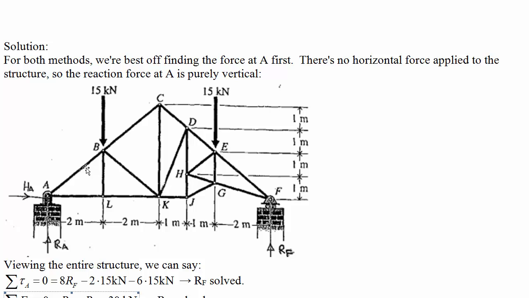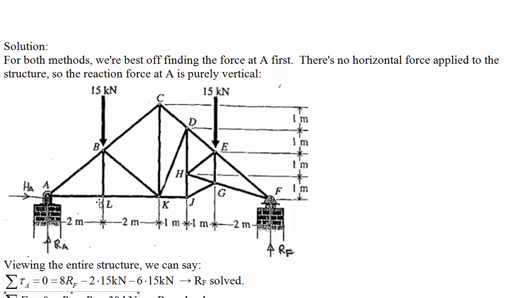Now, if we were to then jump to pin B, what do we know? We know the FAB. We don't know the force in BL, we don't know the force in BK, and we don't know the force in BC. So we've got 3 unknowns, and we'll only get 2 new equations, the force in the X and Y. So we can't jump to pin B just yet.